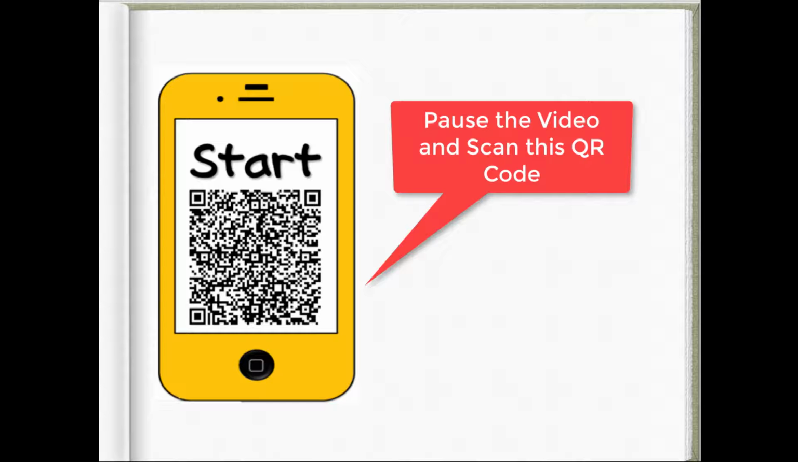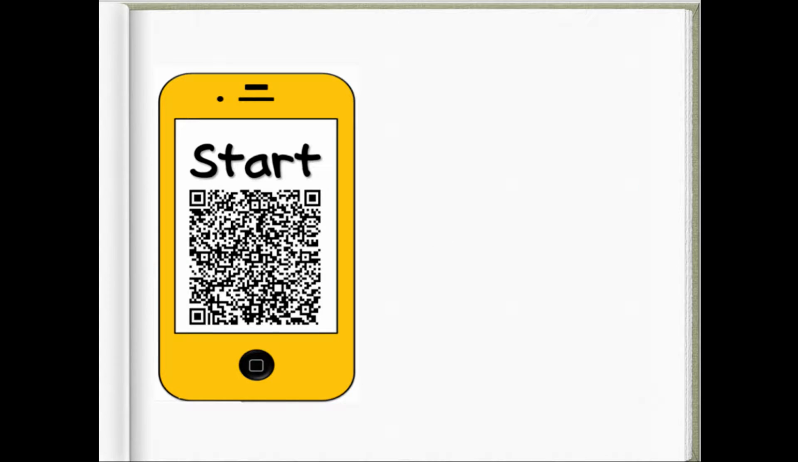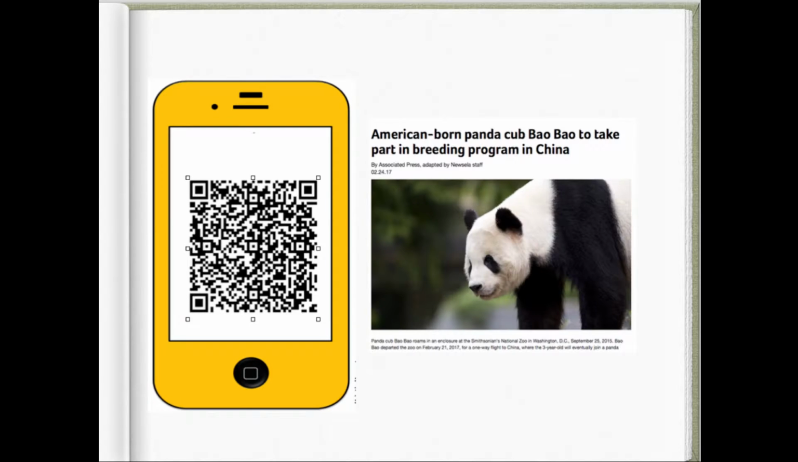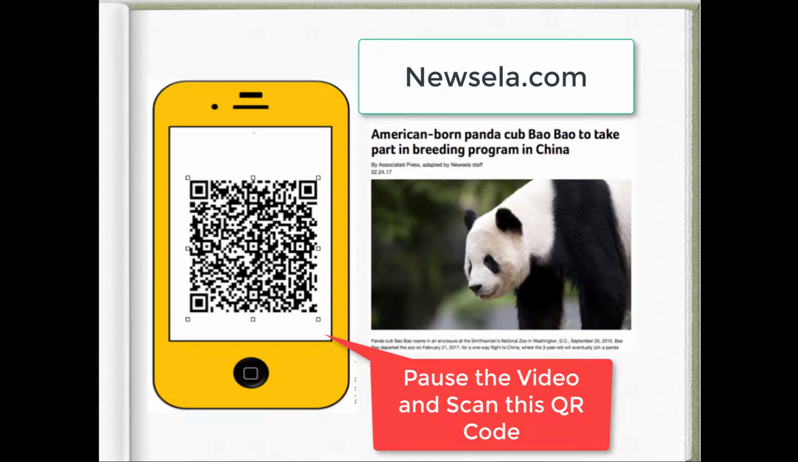The very first thing I did was I took a QR code and I have viewers scan it. Feel free to scan it now. You will see that it will ask you to go to a news article about Bao Bao. Bao Bao was a panda bear that was born in the United States that had to go back to China after he was so old.